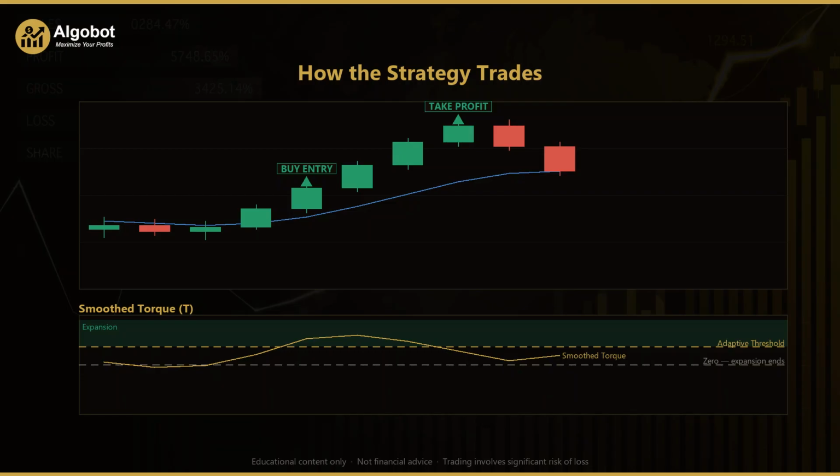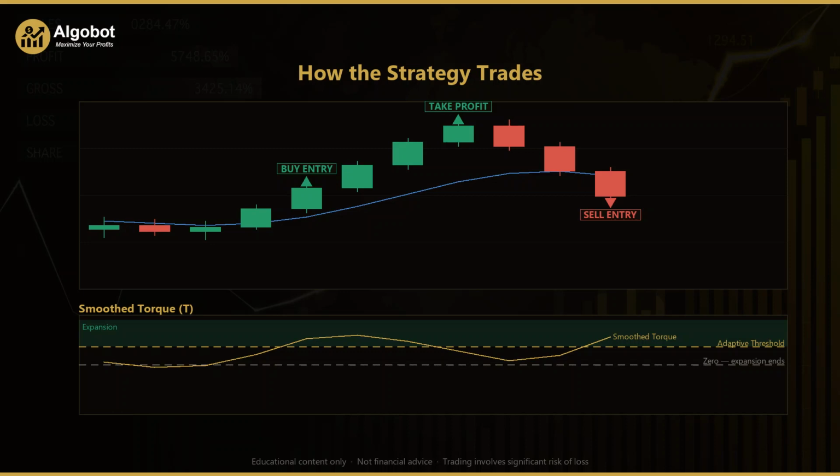Then, around the 8th candle, price reaches the take profit target and the long is closed. Notice the torque has already begun rolling back down towards 0, a sign the upward expansion is maturing. The trade is complete. Now watch the market turn.